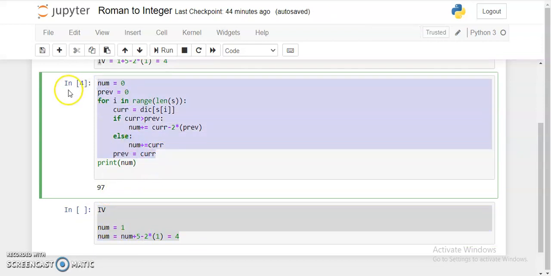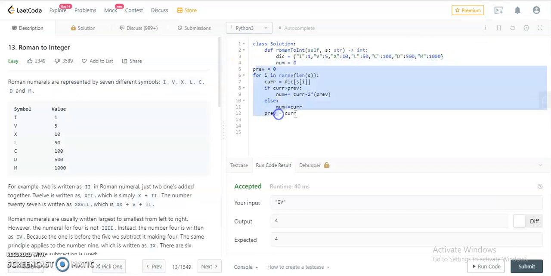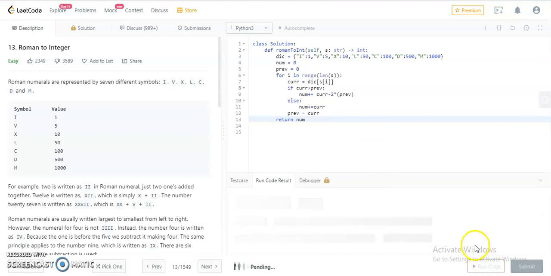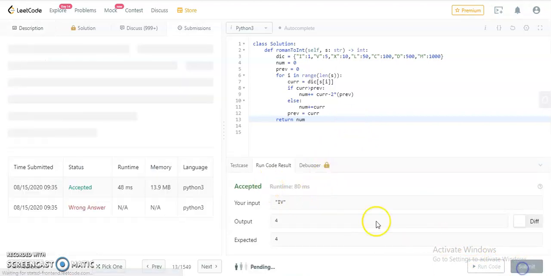Let's copy this whole code and paste it, and we will return num and just run it. Let's see. Hope it works. Yes, it passed all the test cases. Let's submit it.